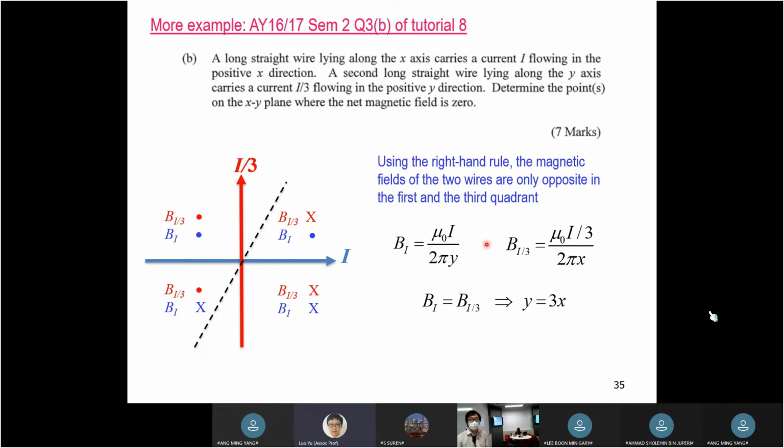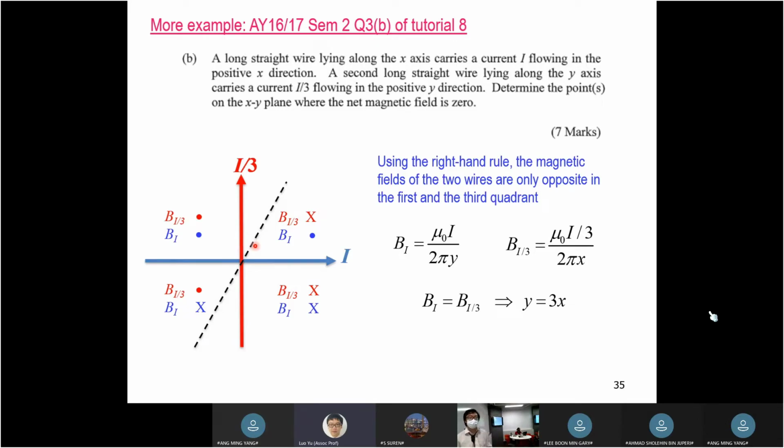As I said, once these two are the same in magnitude, and they are located in the top right and the bottom left quadrant, on the bottom left quadrant I should have the total magnetic field equal to 0. So you equate these two together, cancel out mu naught I and 2 pi, and you will find the corresponding coordinate is y equal to 3x. This is actually this dashed line. So if we place the current in this way, along the dashed line, I will have my total magnetic field equal to 0.